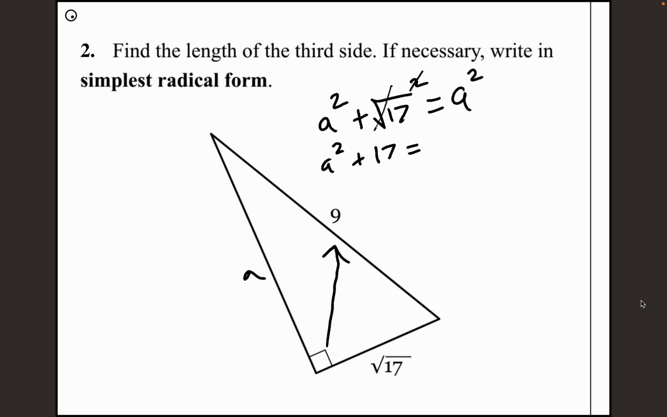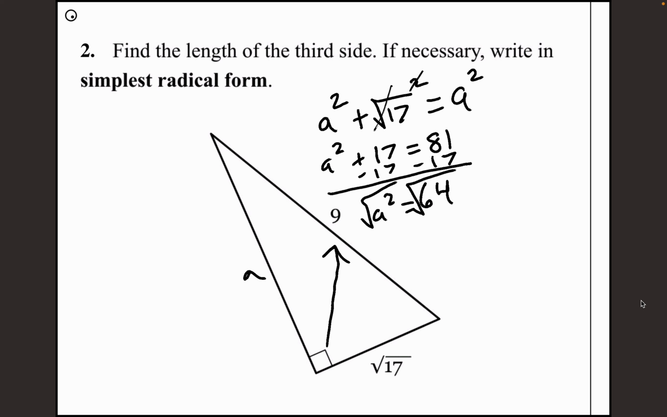I'm going to equal that to 9 squared, which is 81. So now I need to go ahead and get A by itself. So I'm going to subtract 17. And that is A squared equals 81 minus 17, which is 64. Now I need to get rid of the squared on the A, so I'm going to square root both sides.